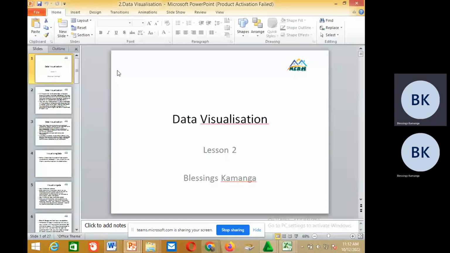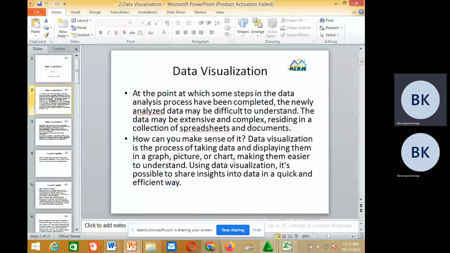What do we mean by data visualization? Data visualization basically means that you're trying to show data in a way that will be easily understandable by individuals who are within your stakeholder groups. So for instance, you can have a graph, let's say a table, a bar graph or a line graph, all those types of data visualizations.